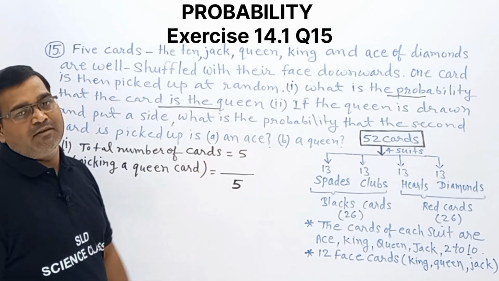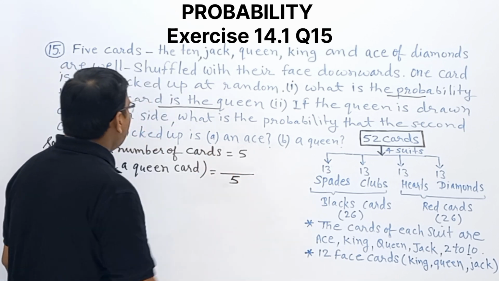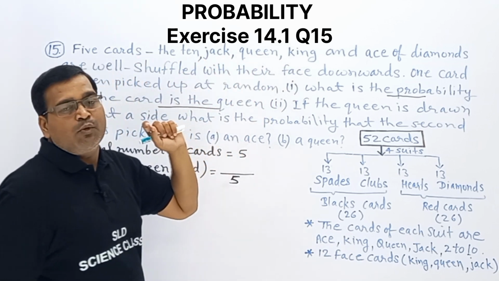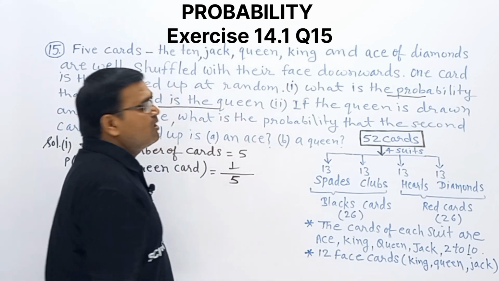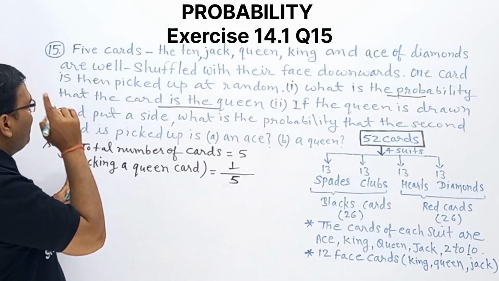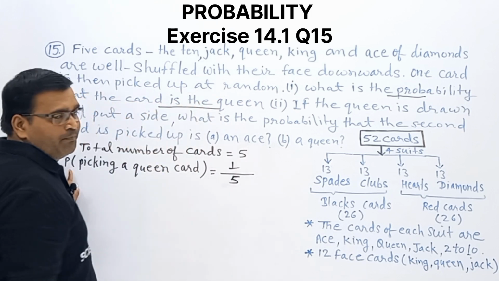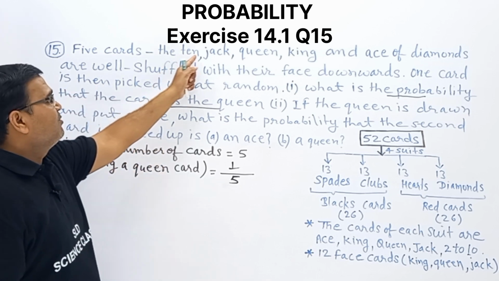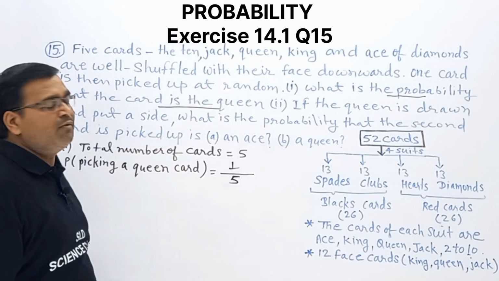Now, the number of favorable outcomes. We are picking a queen. We are having 5 cards in which we are having one queen. So, the number of favorable outcomes will be 1. Observe again. In 15, the first one: what is the probability that the card is the queen? The probability of picking a queen card from these 5 cards.